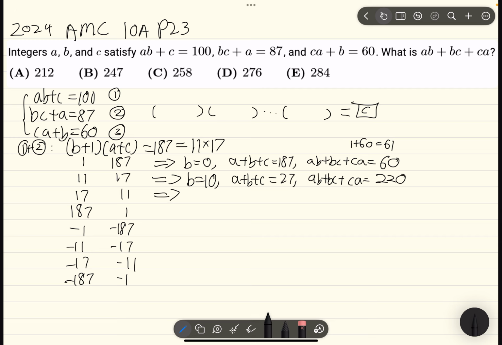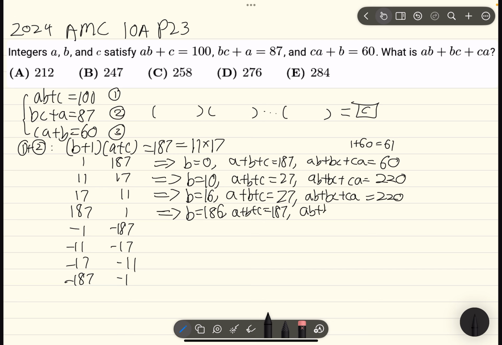Here we have B is 16 and A plus B plus C is 16. So again, AB plus BC plus CA is 220, which is not on our answer choices, right? And then here, B is 186, A plus B plus C is 187, so AB plus BC plus CA is 60. Again, 60 isn't on our answer choices. So, moving on to negative numbers then. Let's hope this actually works.